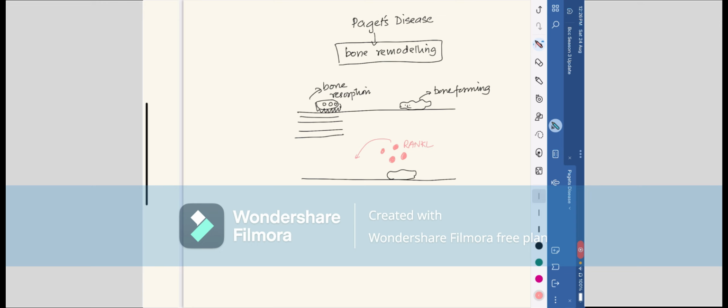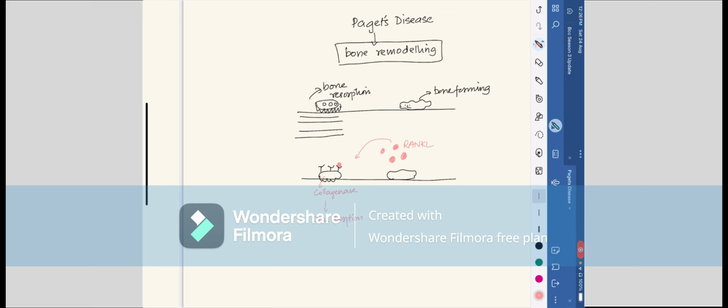So this RANKL will bind to, here is the osteoclast. The osteoclast has receptors for this RANKL, which is called RANK. So the RANKL will go and bind to the RANK receptors on the osteoclast, which in turn activates the osteoclast, and the osteoclast releases enzymes called collagenases.